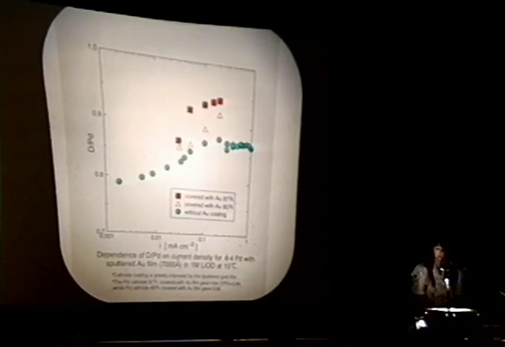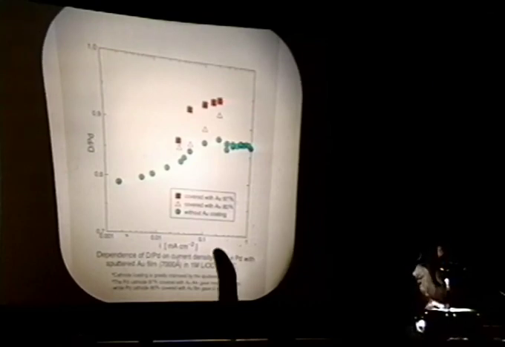Cathode loading is greatly improved by sputtered gold film. The palladium cathode, 97% covered with gold film, gave maximum D over PD equal 0.94, while the palladium cathode, 80% covered with gold film, gave 0.92.